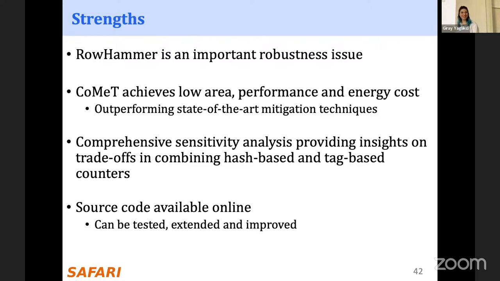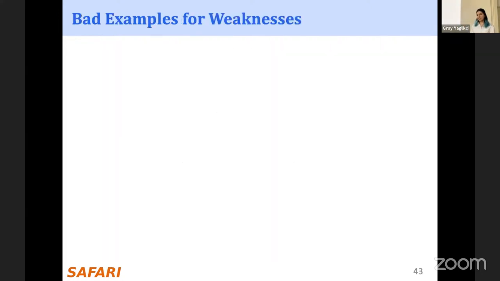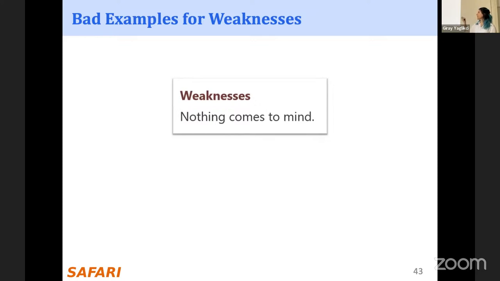I got a lot of help. So yeah, you could give it a go, basically. And let's look at some bad examples for weaknesses. These are some reviews that we got for this paper. Weaknesses, nothing comes to mind. I mean, it looks like it's good to receive it as a review, but basically you shouldn't do that.